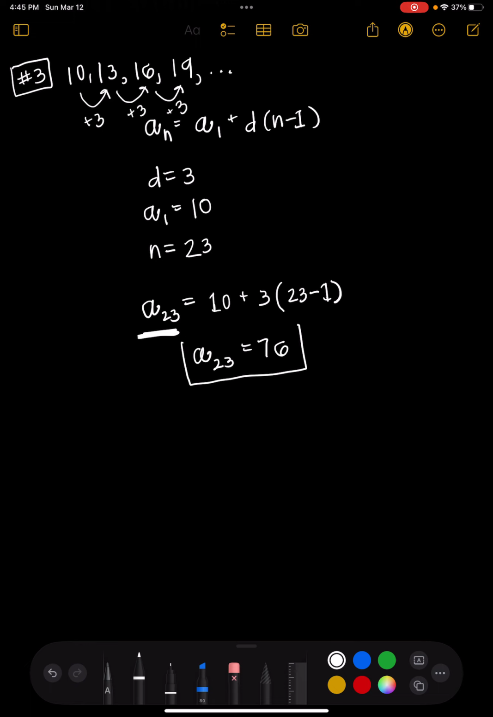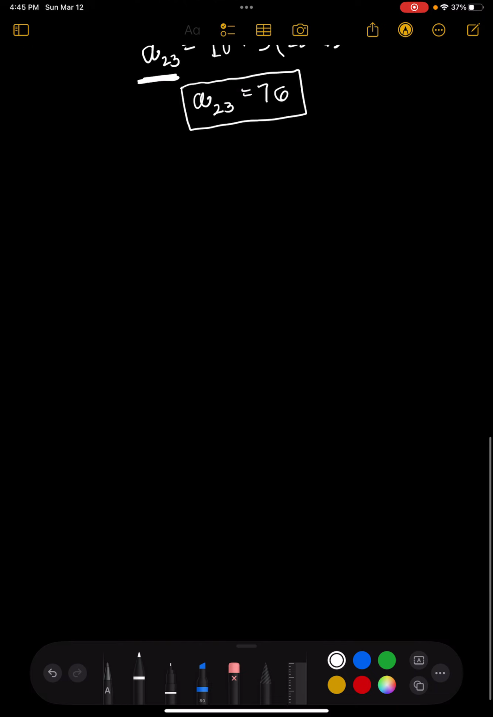Once again, I could have continued to add 3 onto this sequence until I got to the 23rd term, but it was a little bit easier, a little bit faster to use that formula. So let's go to the fourth example, which is the same thing. We're going to just give you a new sequence, and still want to find the 23rd term.